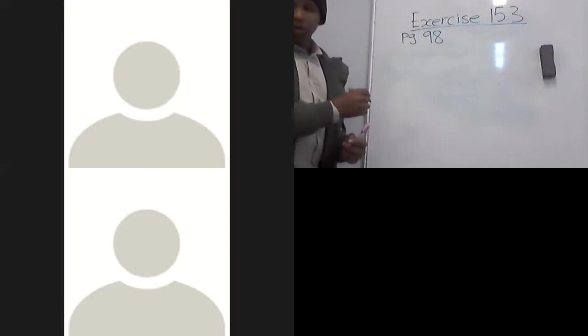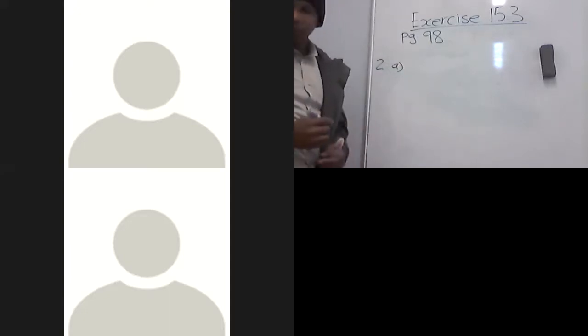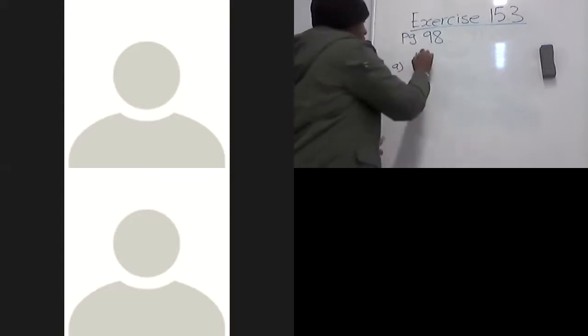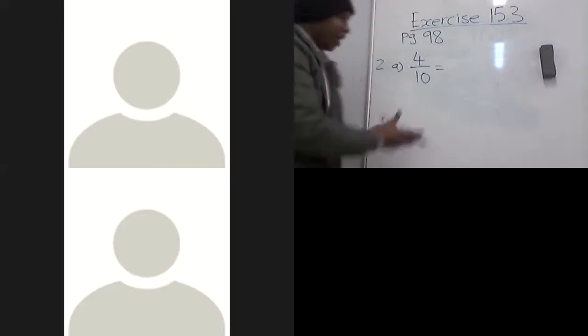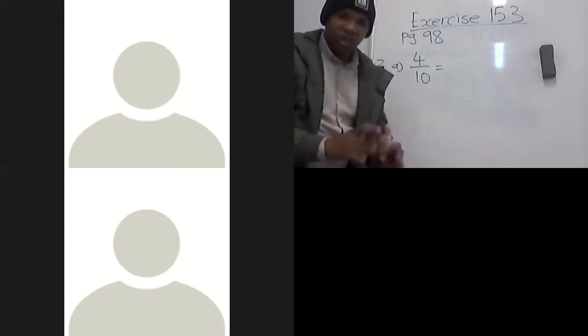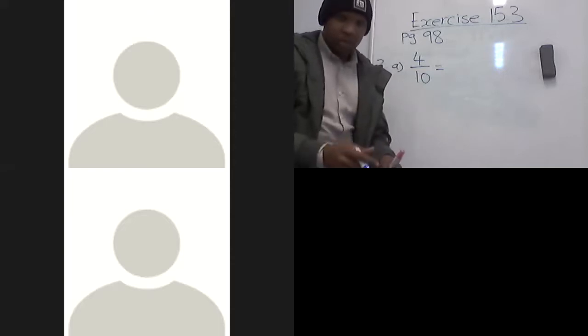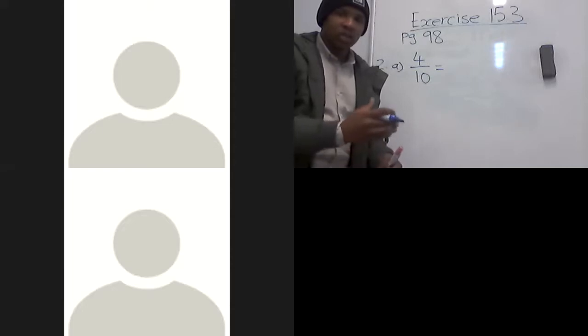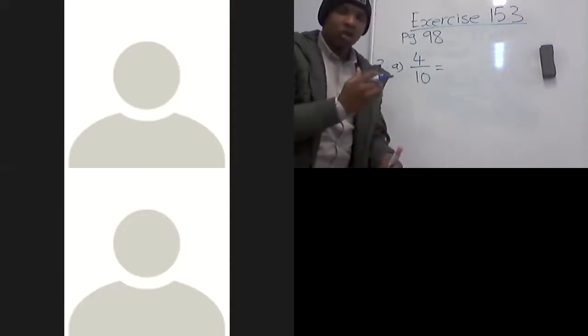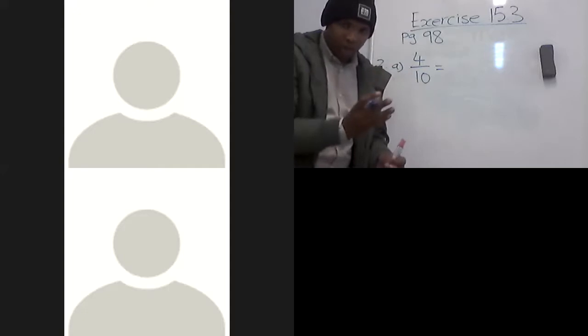So for the first question, that's number 2a, we have 4 over 10. Now remember, now that we are converting the fractions into decimals, you have to keep your denominator as 10, or you keep it as 100 as it is given, because this will help you to write your decimal place. You know where you're going to put the comma.